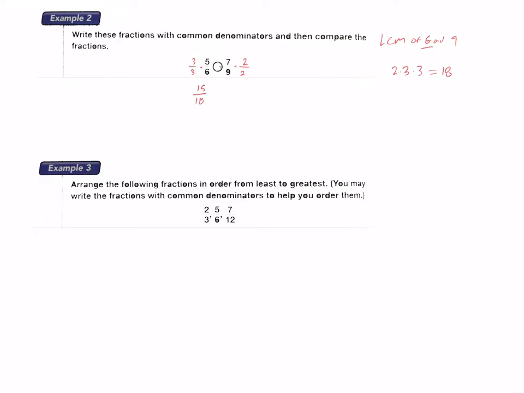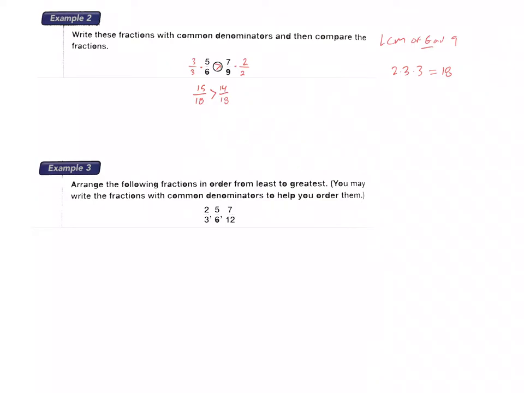And the one on the right is 7 times 2, which is 14, over 9 times 2, which is 18. Now I can easily see that 15 of the 18 size pieces is going to be more than 14 of those same pieces. So it's going to go this direction.